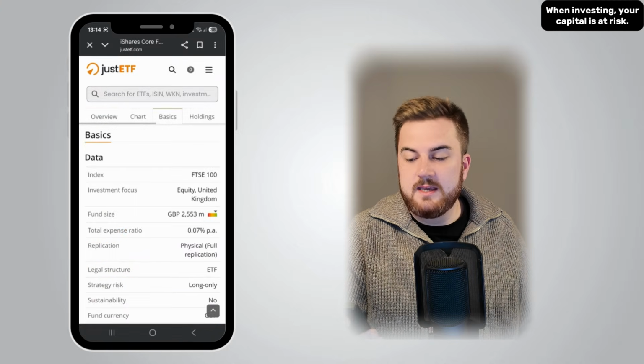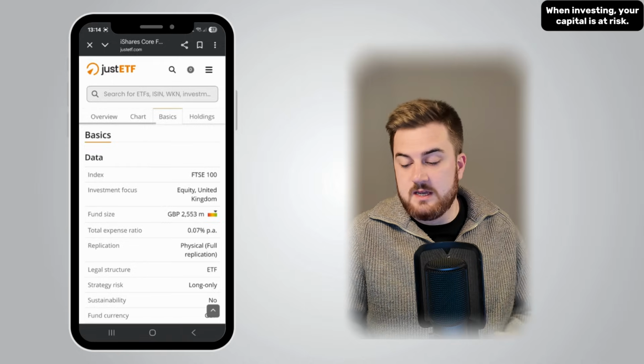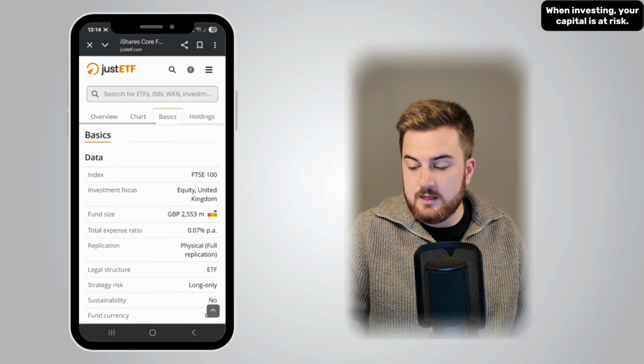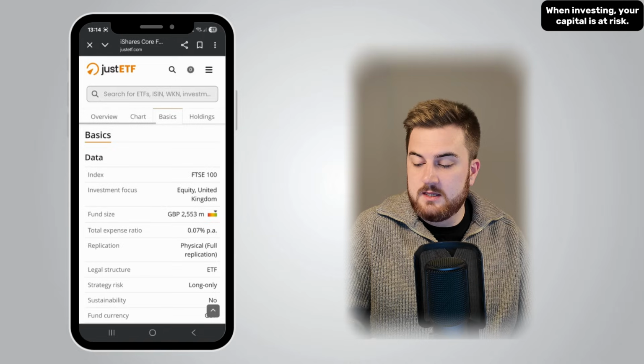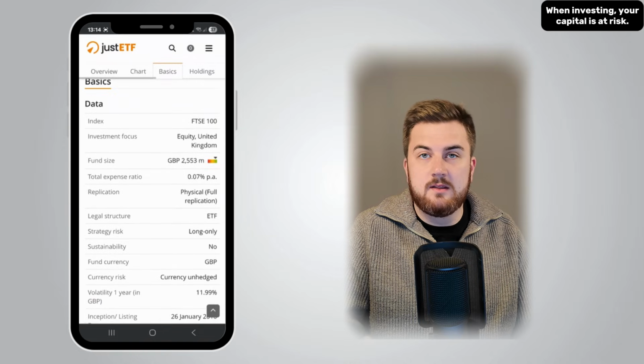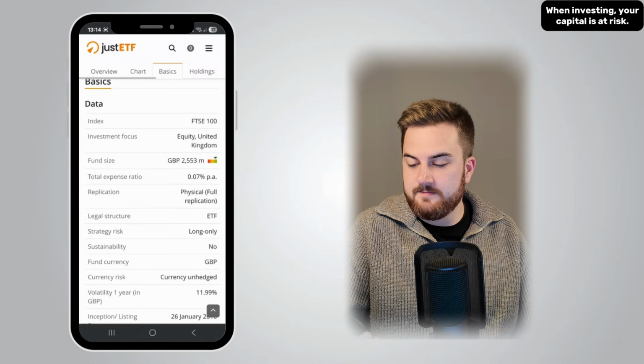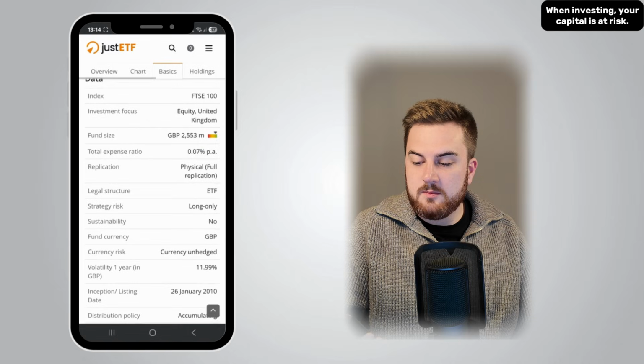First of all, I'd always go to the basic details tab. So now we've got a pretty basic example here. It's a FTSE 100 ETF. The index it tracks: FTSE 100. Investment focus: equity, United Kingdom. Fund size: 2.5 billion, so a very large fund. Total expense ratio: 0.07%. Physical, full replication.